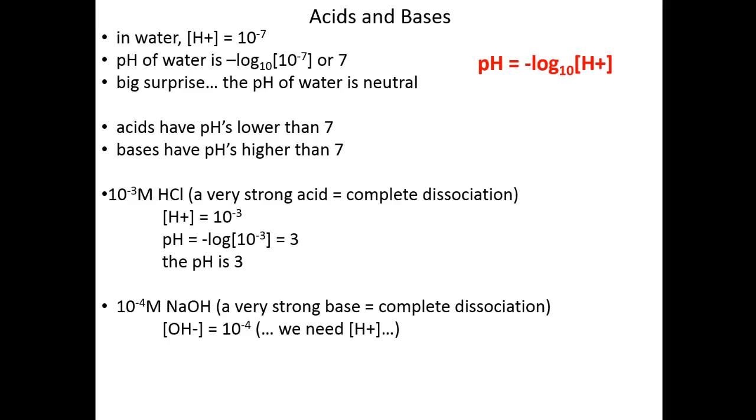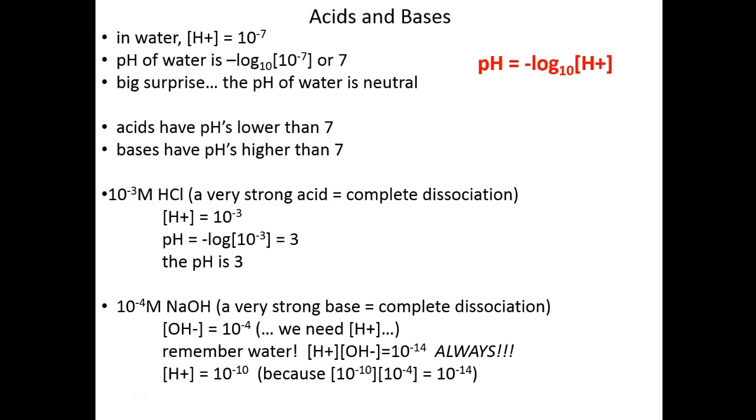If we take the negative log base 10 of 10 to the minus 4th, we will get the hydroxide ion concentration, because there are no free protons here. That 10 to the minus 4 represents this hydroxide ion here. In order to do pH, we need the proton concentration. So let's go back to water. In water, the free protons and the free hydroxides always multiply to 10 to the minus 14th. Always.